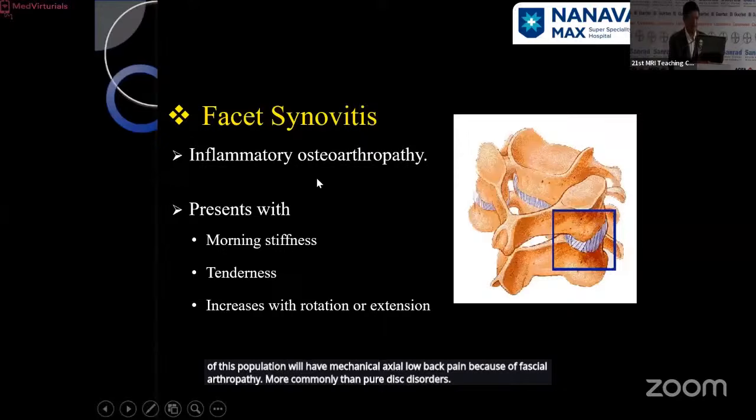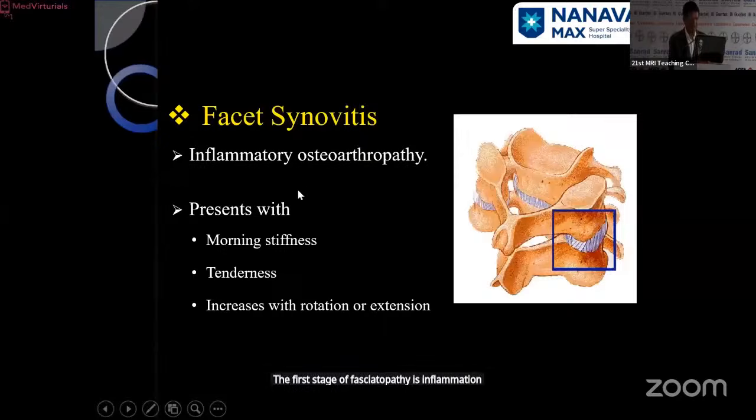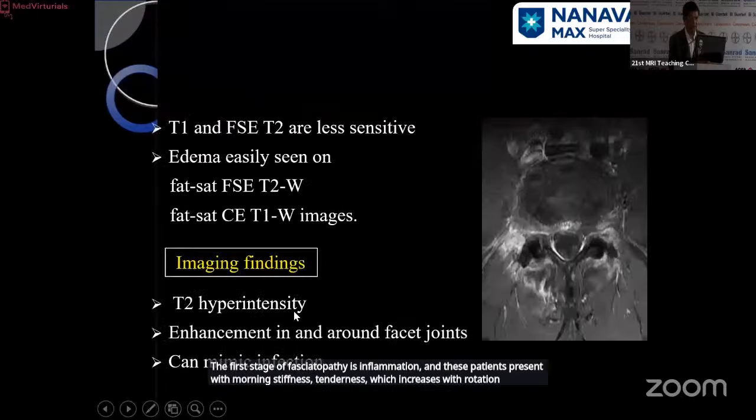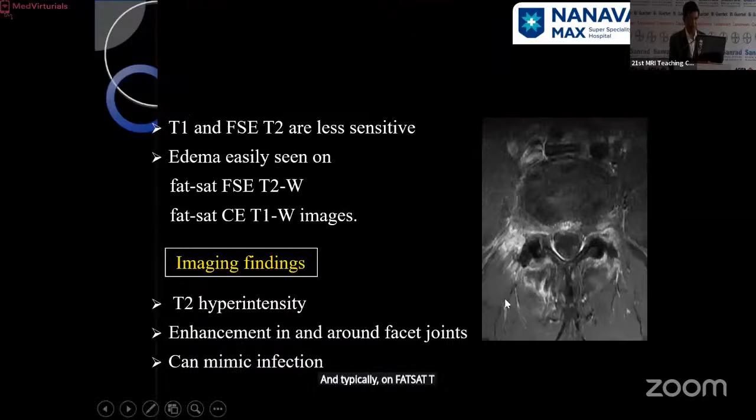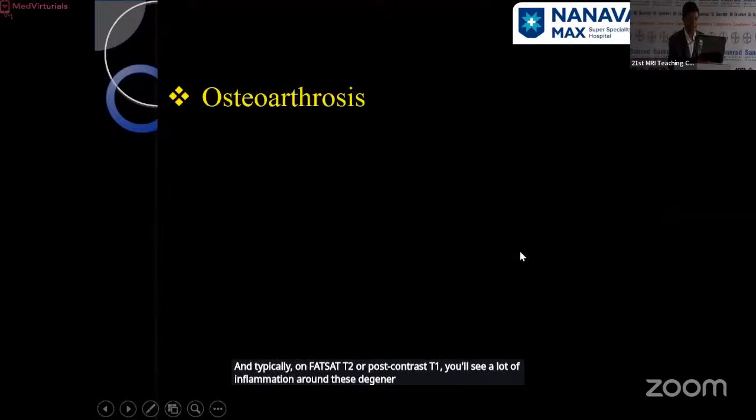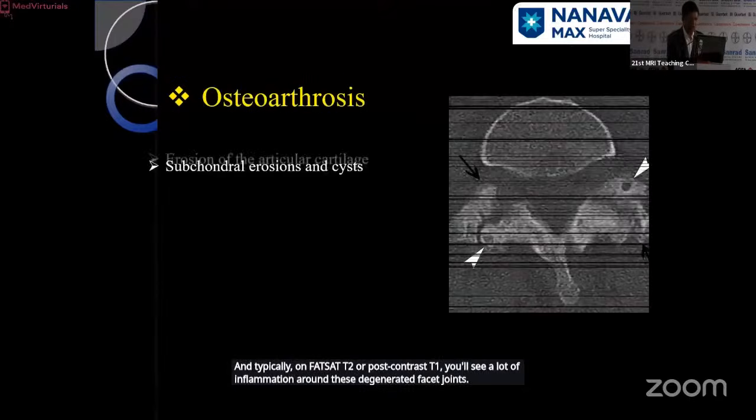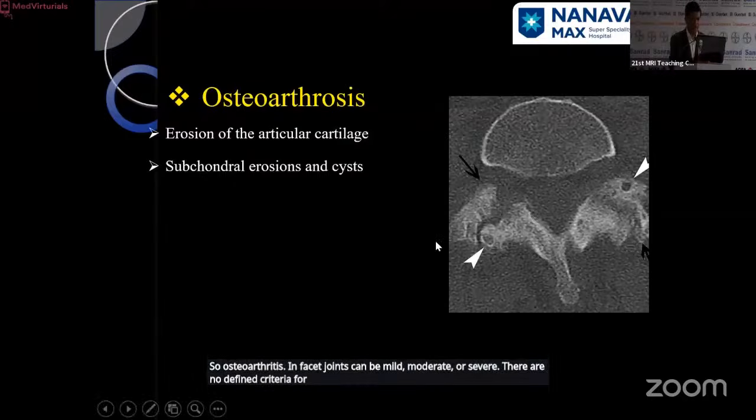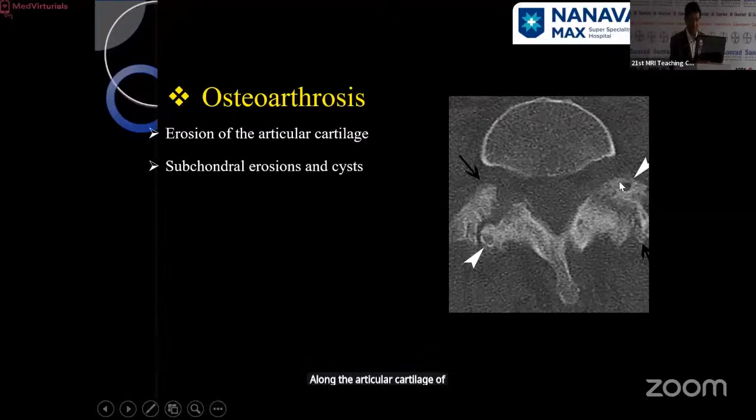The first stage of facet arthropathy is inflammation, and these patients present with morning stiffness and tenderness, which increases with rotation or extension of the back. And typically on FATSAT T2 or post-contrast FATSAT T1, you'll see a lot of inflammation around these degenerated facet joints. So osteoarthrosis in facet joints can be mild, moderate, or severe. There are no defined criteria for that, but what we look for is erosions along the articular cartilage of the joints with large geodes or cysts.